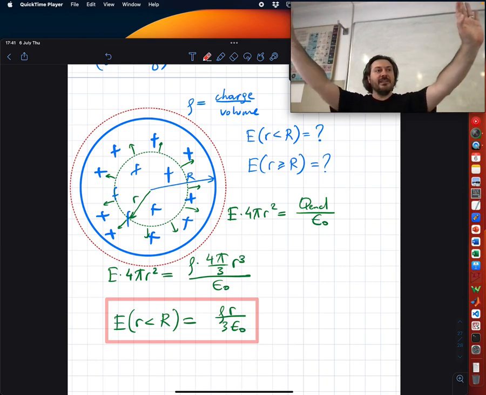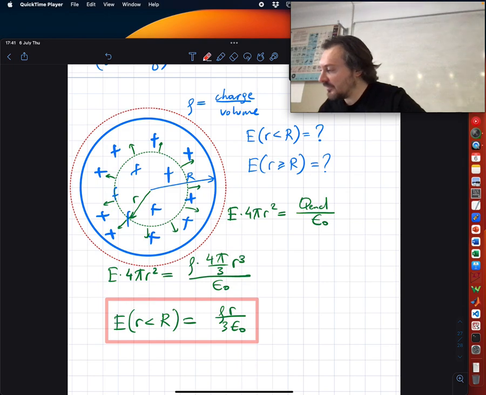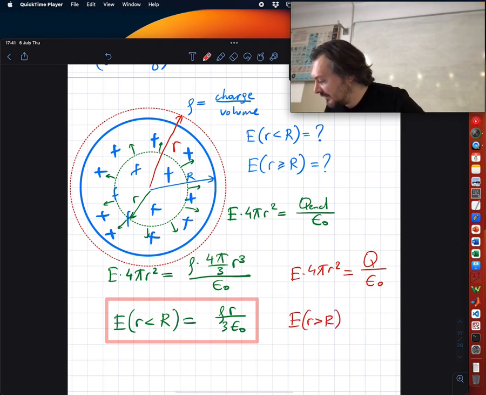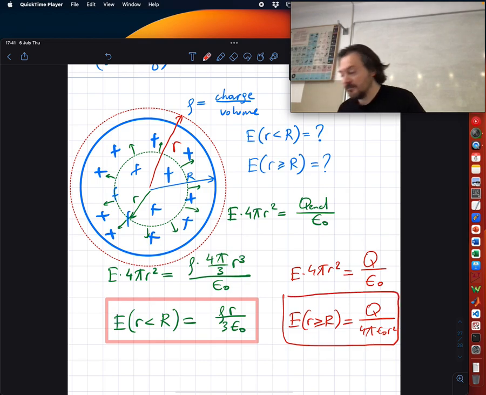Electric field outside is very simple, not zero. E times 4 pi r squared is equal to, what is Q enclosed? Q over epsilon 0. So electric field outside is actually what we know from Coulomb's law. Done.